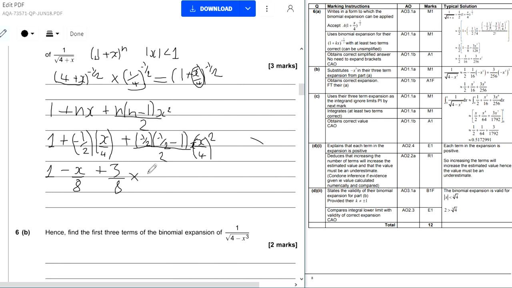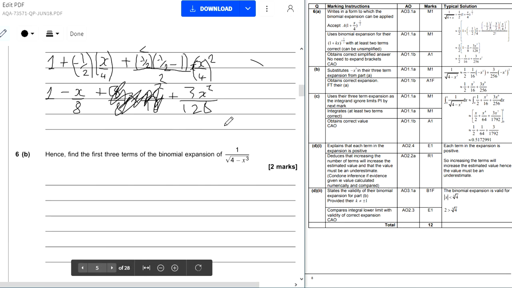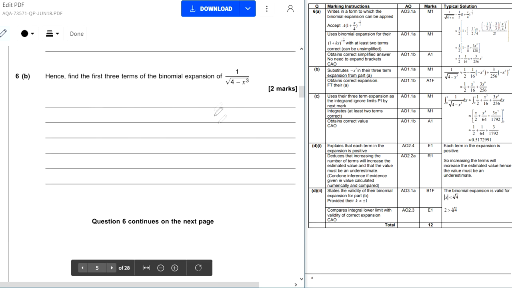And then here, be careful, maybe. Sometimes you can get caught out by this, but it's actually going to be x squared over 16, because you've got to square both. And then you can simplify this. That's actually going to be 3x squared over 128. I'm just going to get rid of that term in case I get confused. But yeah, there's our 3 terms. Next question, next part.